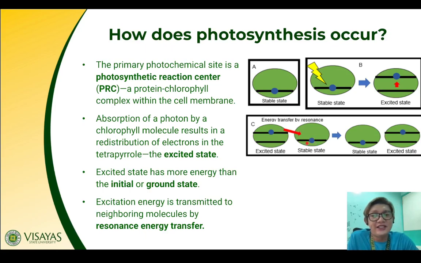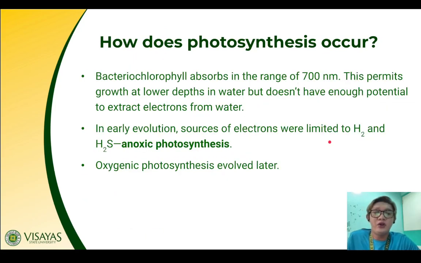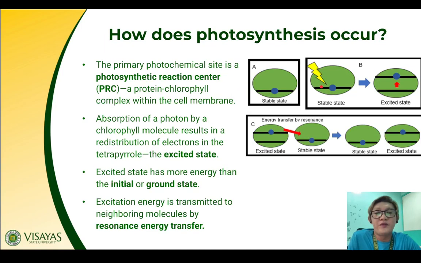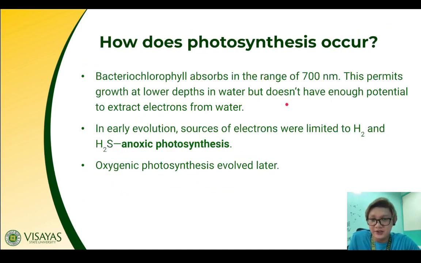Excitation energy is transferred to neighboring molecules by resonance transfer. As the electrons are transported from one electron acceptor to another, the energy is also transmitted. Bacterial chlorophyll absorbs in the range of 700 nanometers of the visible light. This permits growth at lower depths in water, but doesn't have enough potential to extract electrons from water.